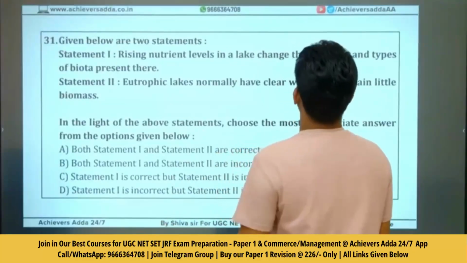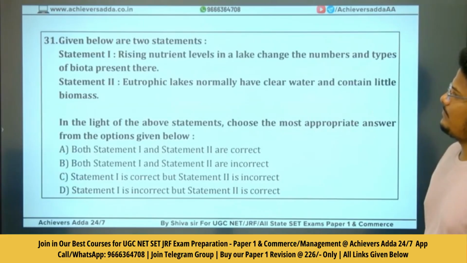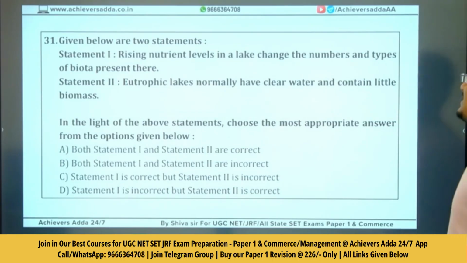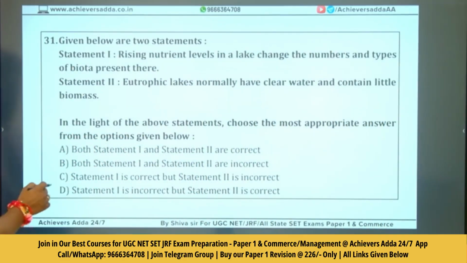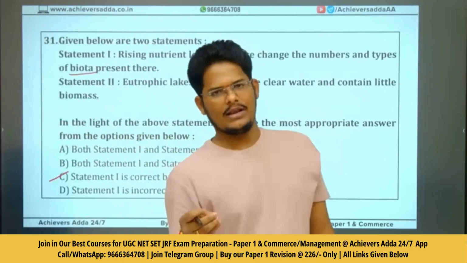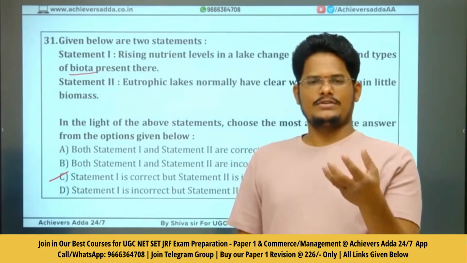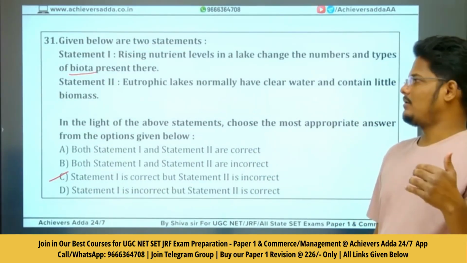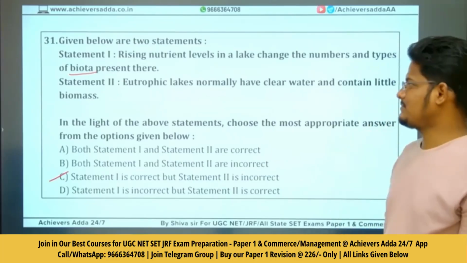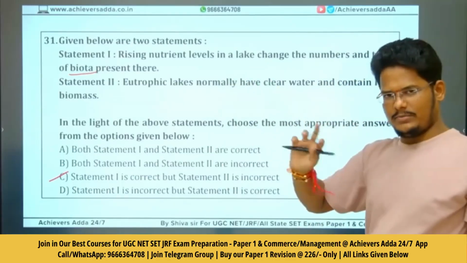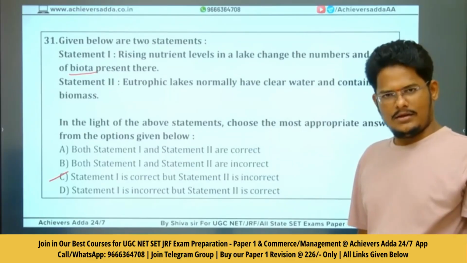Rising nutrient levels in a lake will change the numbers and types of biota present there. Biota means the aquatic life, the fishes and prawns inside that lake. So with rising nutrient levels, more nutrients or fewer nutrients, the biota present there will keep changing in numbers. Some may die, some may survive.